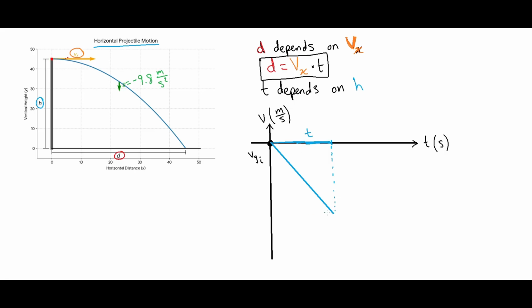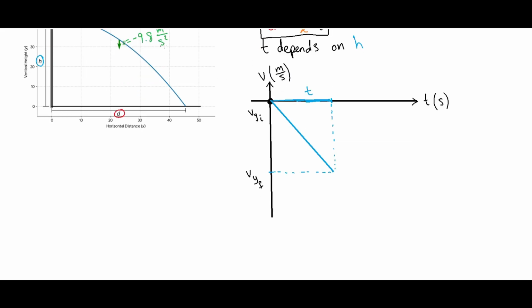And right before it hits the ground, it will have a certain vertical velocity. Let's label that VYF. That is the final vertical velocity. And we know that the acceleration is negative 9.8 meters per second squared. The meters per second over here, the velocity, which is going to be the rise over the run, which is seconds, gives meters per second squared. Does that make sense? This slope right over here would be negative 9.8 meters per second squared.